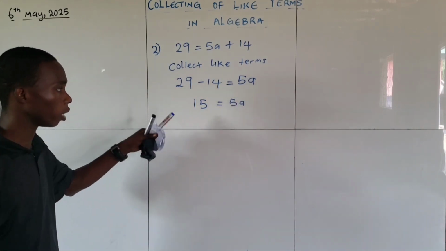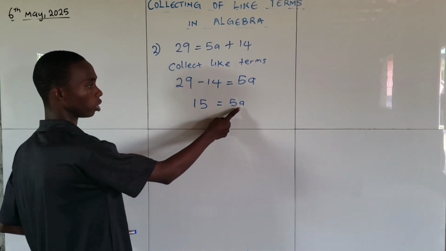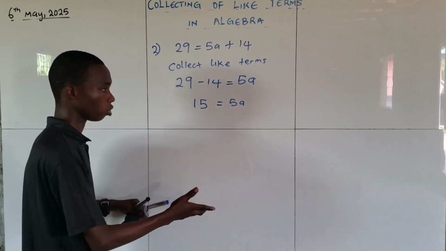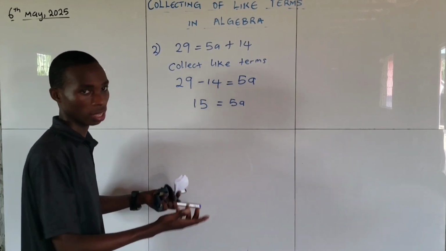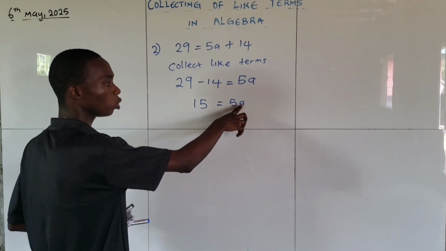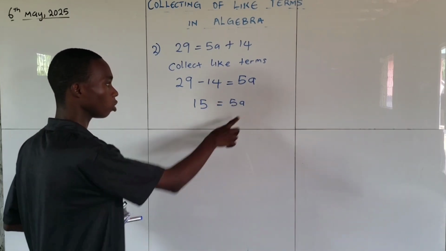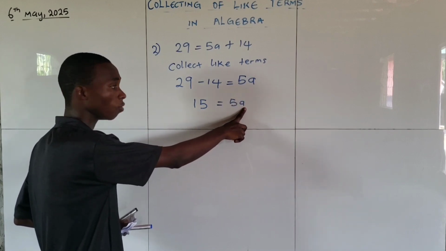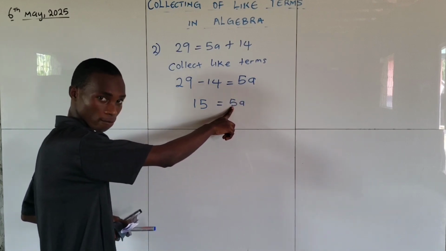Now what are we looking for here? We are looking for what? The variable, which is just a. We are not looking for coefficients. We are always looking for the letter, which is the variable. We'll divide both sides by the what? By the coefficient of a. Like I said, this is the coefficient. So we divide both sides by this coefficient of a, which is 5.